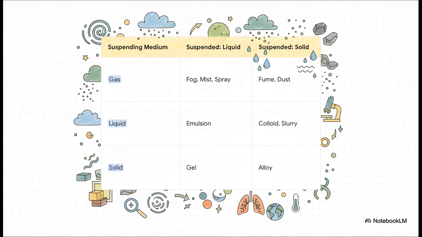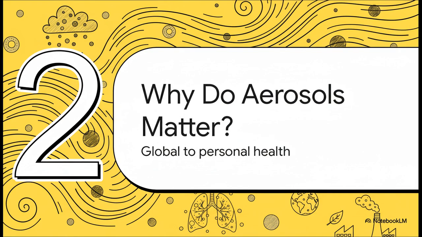And this table here really helps put it all in context. You know, you see stuff we're all familiar with, like foam or a gel. But look at that top row. An aerosol is specifically a liquid or a solid suspended in a gas. It's actually the exact opposite of something like foam, which is a gas suspended in a liquid. See the difference?